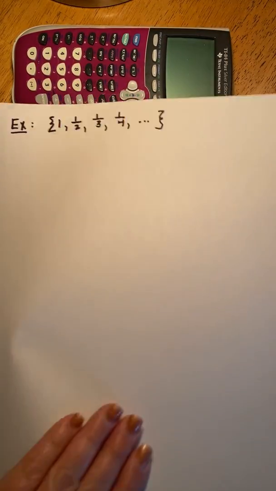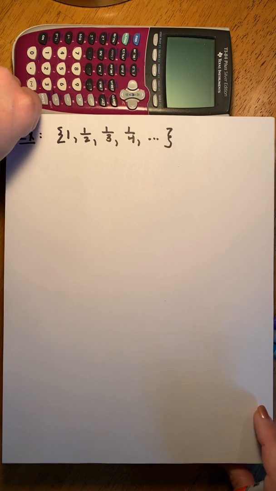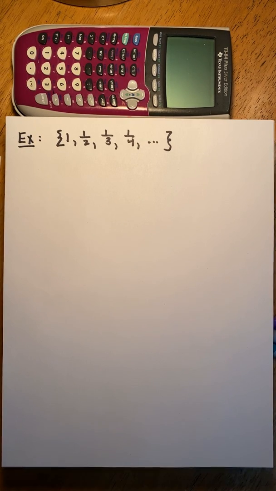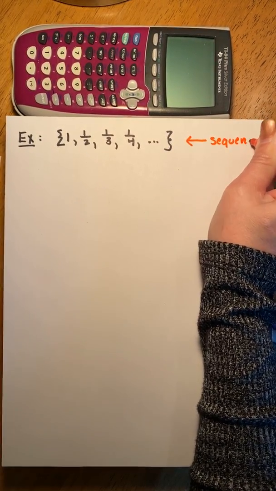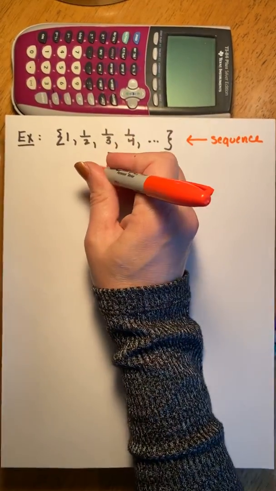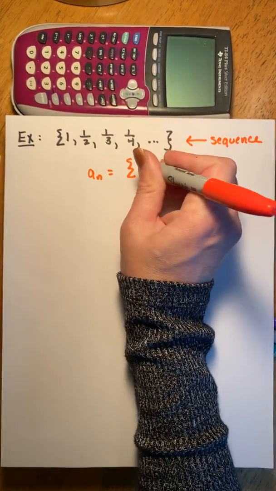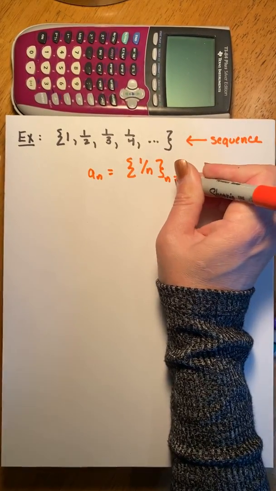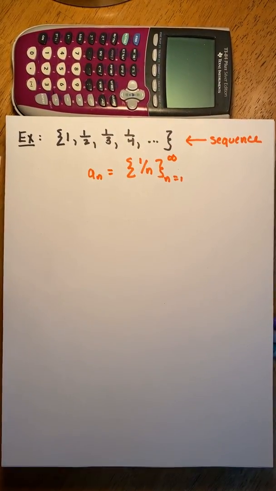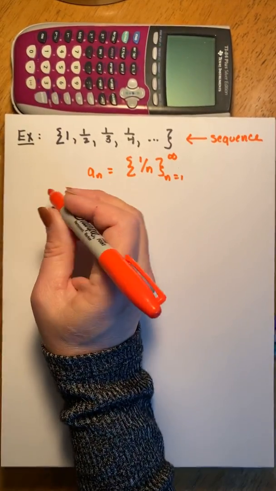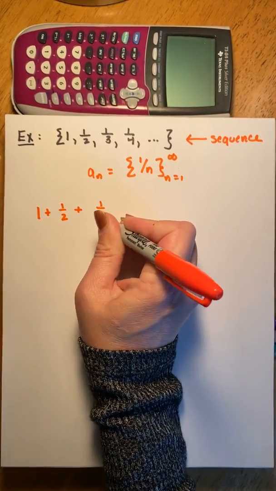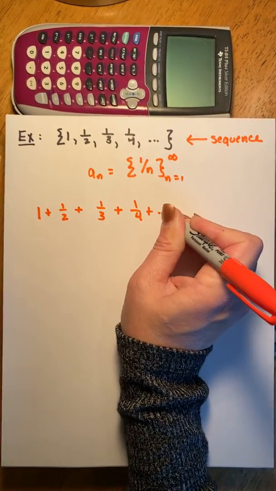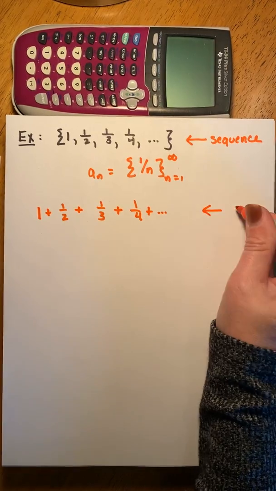Let's look at this series by adding the terms of the sequence 1, 1/2, 1/3, and so forth and so on. So here's my sequence. This is our notation and goes from 1 to infinity. This is our harmonic sequence. The corresponding series would be 1 plus 1/2 plus 1/3 plus 1/4 plus. So this would be the corresponding series.